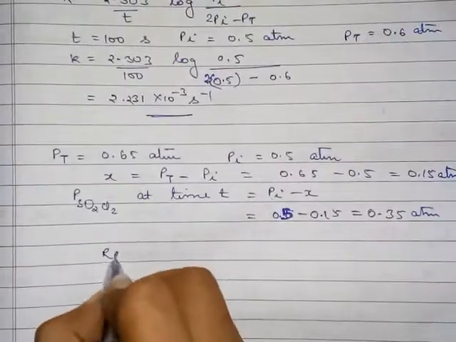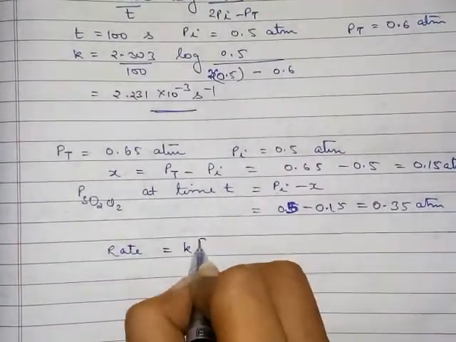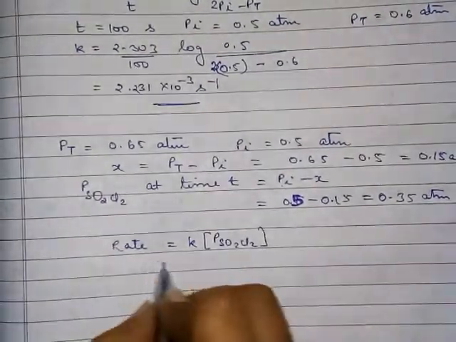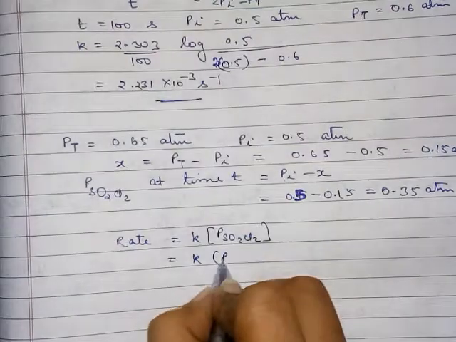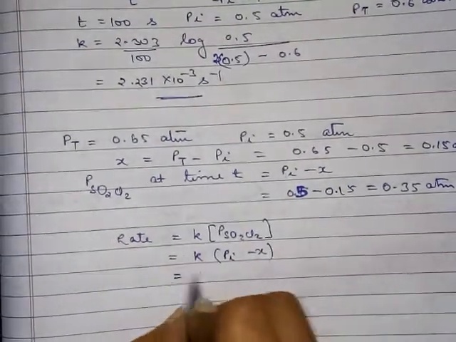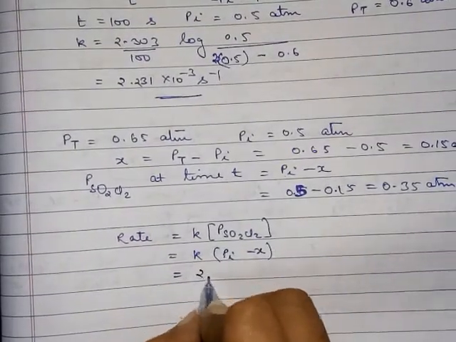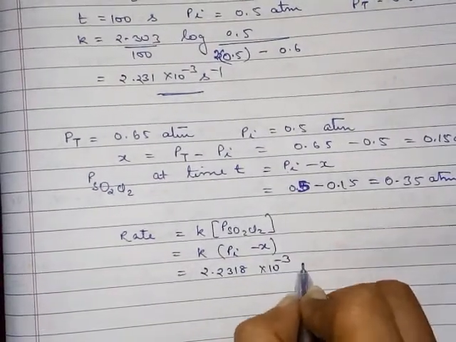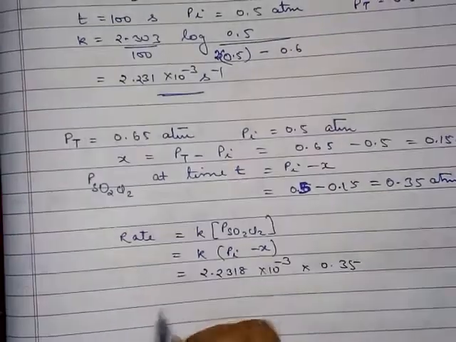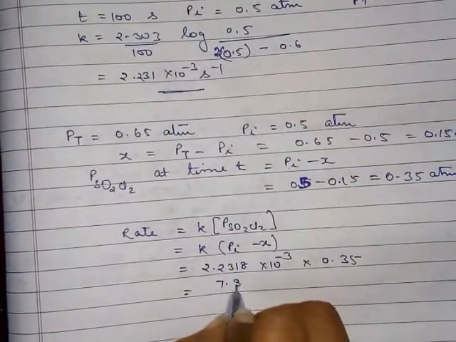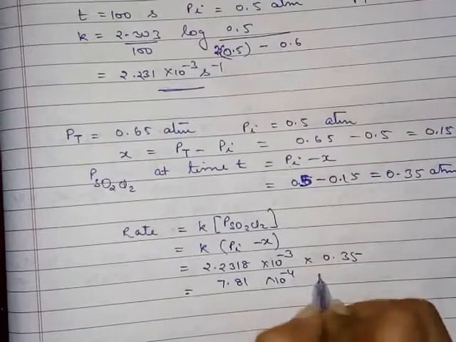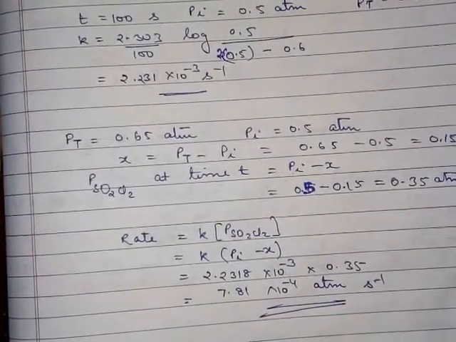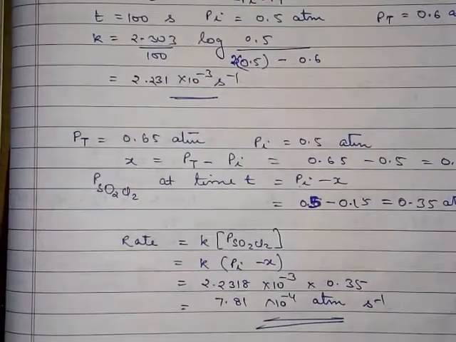ठीक है, तो rate is equal to rate constant into the partial pressure of SO2Cl2, which is equal to K into Pi minus x, which is equal to 2.2318 × 10 to the power minus 3 into 0.35, and this you will get as 7.81 × 10 to the power minus 4 atmosphere second inverse as the rate. This is a very important question asked in board exam.